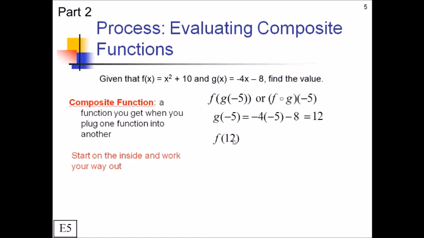So let's go ahead and plug that into the f function now. The f function squares and then adds 10. So this is 12 squared plus 10. That's 144 plus 10 for a total of 154.